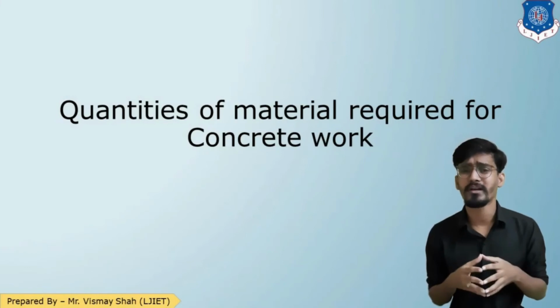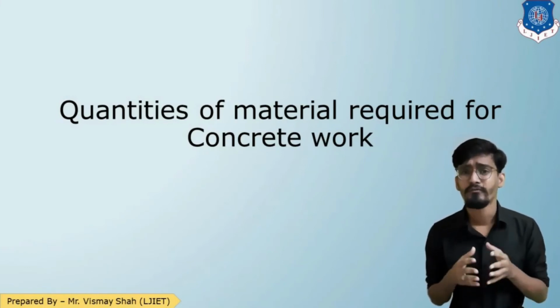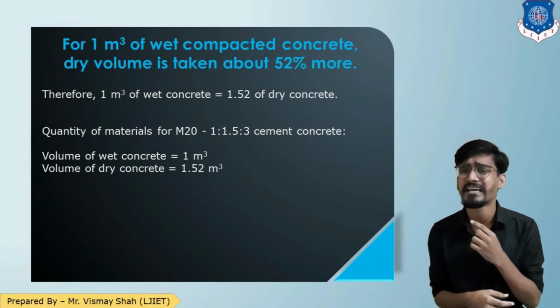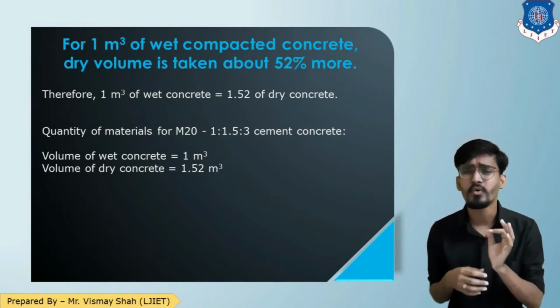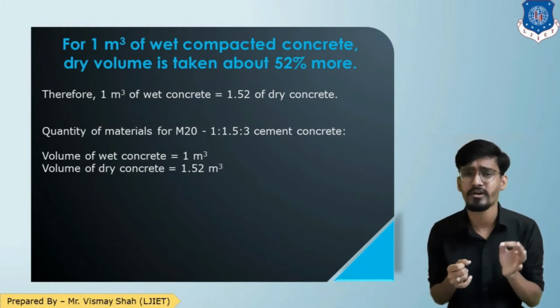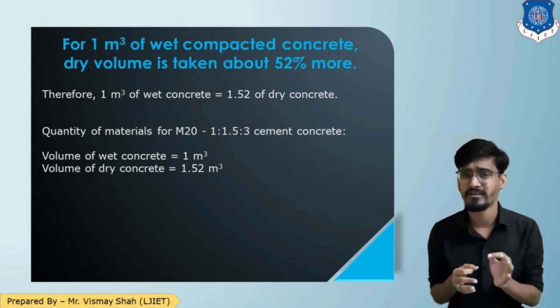Moving forward, the next quantity which we are going to understand is calculation of material quantities required for concrete work. Let us see. Before we start learning anything, you need to understand this thumb rule. You need to accept this thumb rule that for 1 cubic meter of wet compacted concrete, 1.52 cubic meter of dry concrete is required.